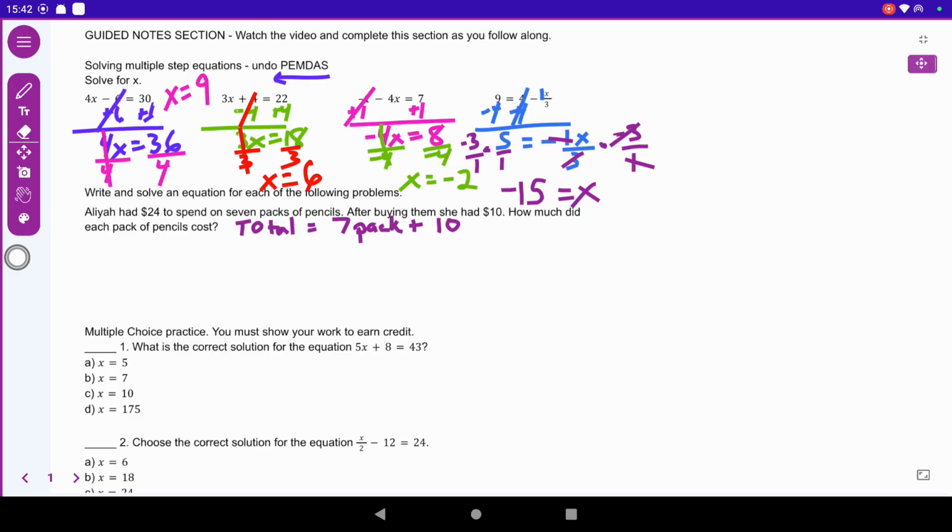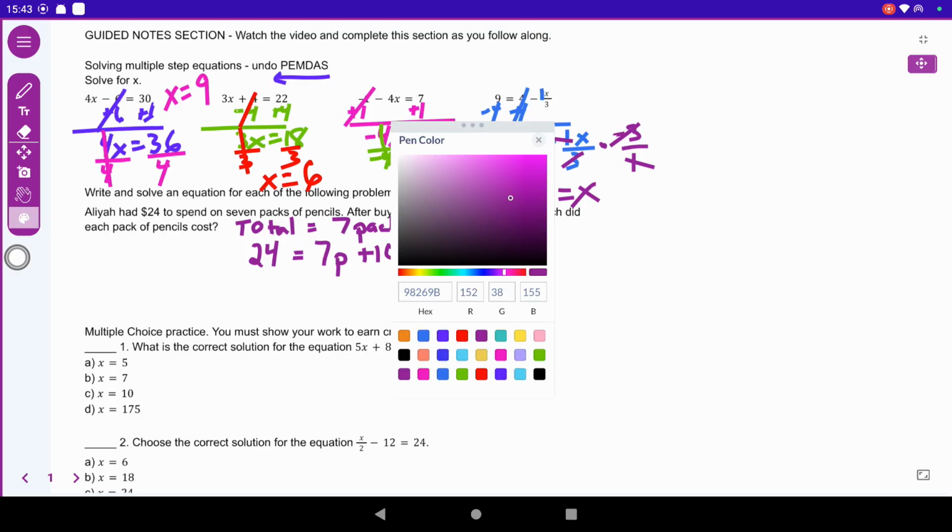And then we're going to plug in numbers into this. So our total money we had was 24. And then we're going to pick whatever variable you want to represent the price. Anytime you see per or each or something like that implied, like here, each pack, that's where your variable is. So I'm going to do 7p plus the $10 left over. And now we're going to go ahead and solve this.